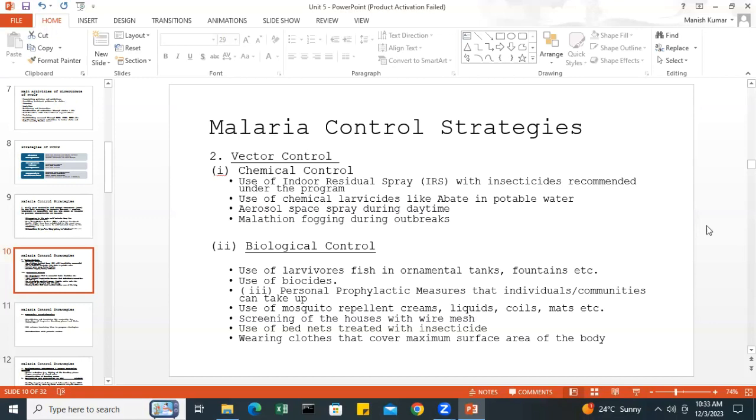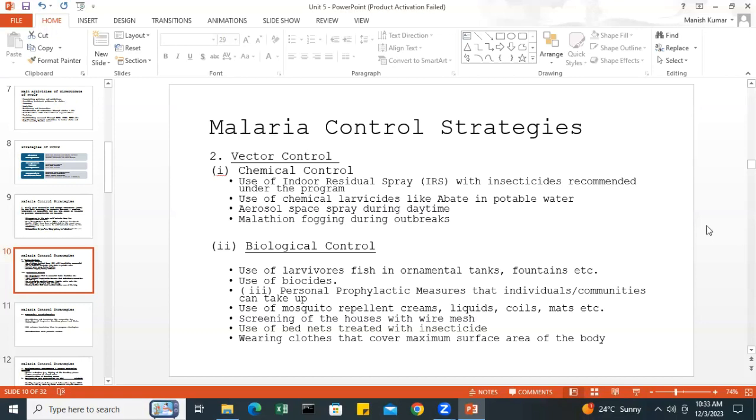But nowadays people are very modern. They don't want this to be done within their rooms, because once it is done inside the room, it will leave some sort of smell and some stains on the wall. But this is very effective compared to outdoor fogging.